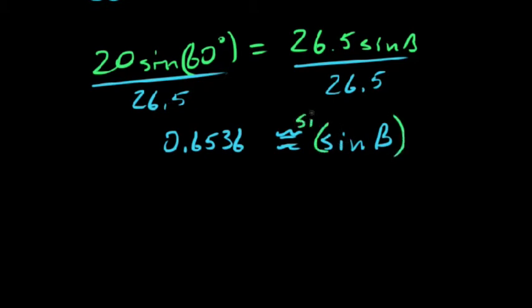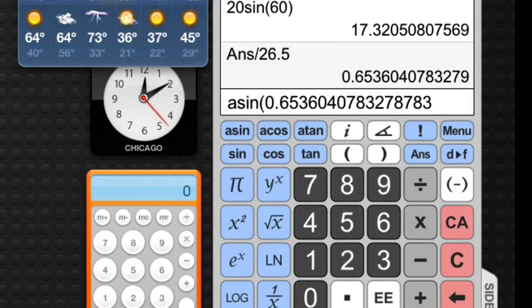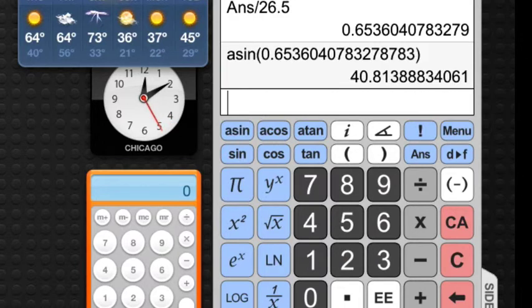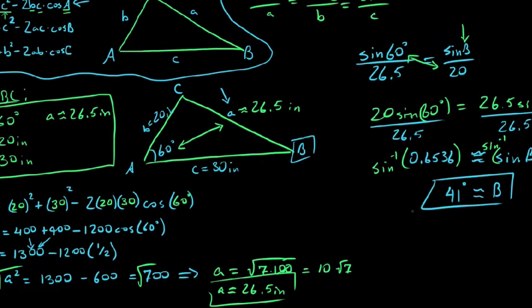Now, in order to solve this, we'll just undo our sine by taking the sine inverse of both sides. So sine inverse of this quantity on the right is the sine inverse of this quantity on the left is our angle. We say B is approximately sine inverse of that value we just found. And so we'll do sine inverse of this value, and we get an angle of about 40.8 degrees. So I'm going to call this 41 degrees-ish. Then angle B, using the law of sines, is about 41 degrees. We'll fill this in over here, and we can fill that in on our triangle.